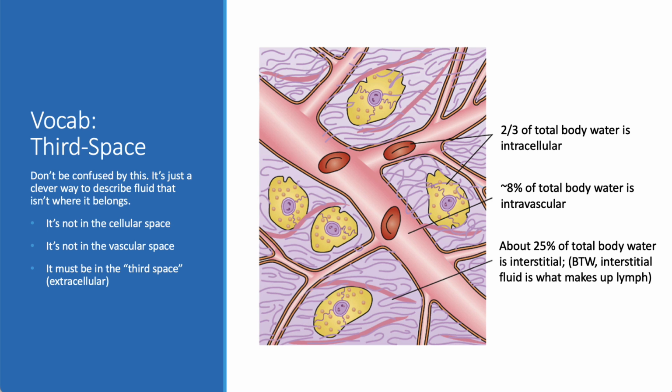And first, a little vocab word. We're going to use the term third space periodically. You're going to hear it all the time when you're practicing, and don't get confused by it. There's the cellular space, there's the intravascular space, and then there's this third space. We also call it the extracellular fluid or the interstitial space. It's got 1,000 names, but that's essentially what the third space is. It's not intracellular and it's not vascular, so it's somewhere else.